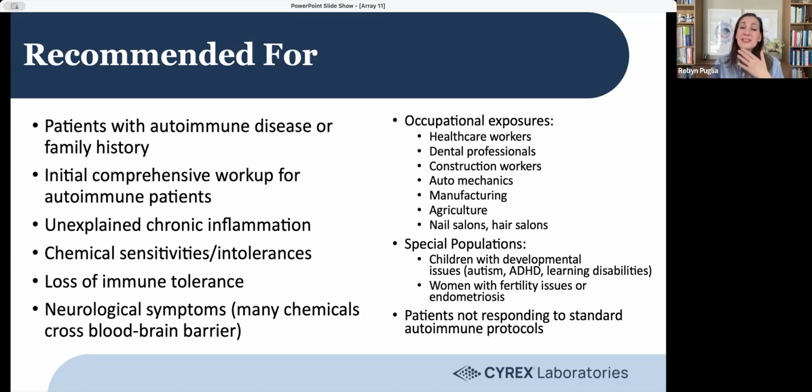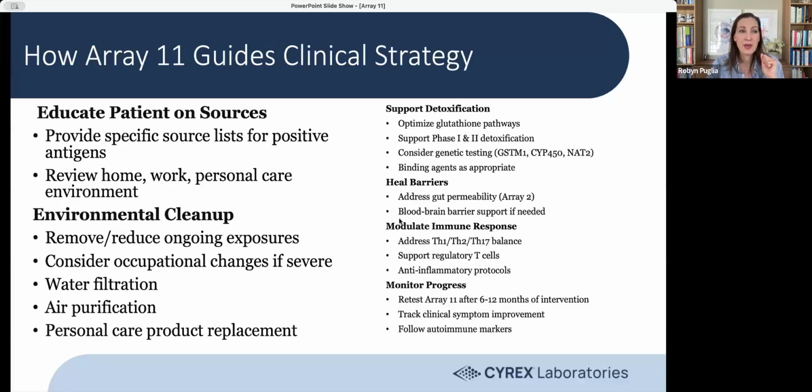Some special populations, women with fertility issues, endometriosis, PCOS, anybody that has endocrine dysfunction that may be driven by endocrine disrupting chemicals, and then people who are just not responding to standard autoimmune protocols. If you've done an assessment of infections and foods, but you're still not getting the results that you think you should be getting, then environmental chemicals is the final piece of the puzzle there.